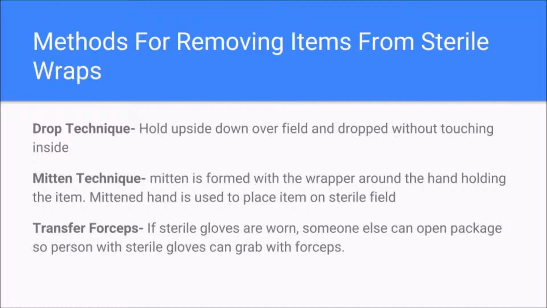Methods for removing items from sterile wraps. The drop technique is holding the package upside down over the field and then dropping whatever's inside without touching the inside. The mitten technique is when a mitten is formed from the wrapper and it's wrapped around the hand while the hand is holding the item through the wrapper and never touching the item. And then the mitten hand is used to place the item on the sterile field.